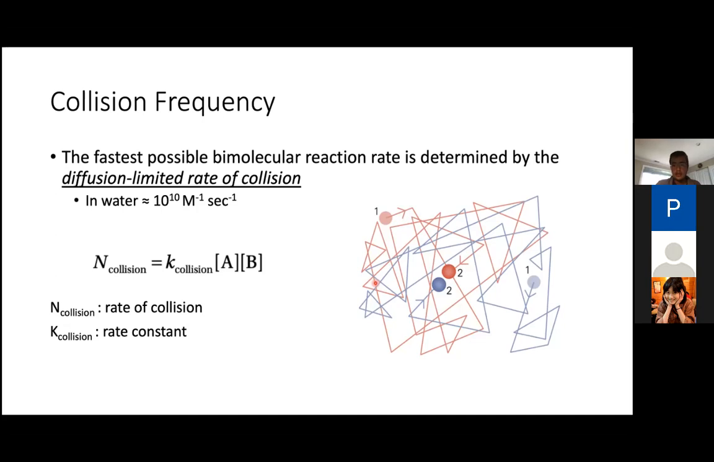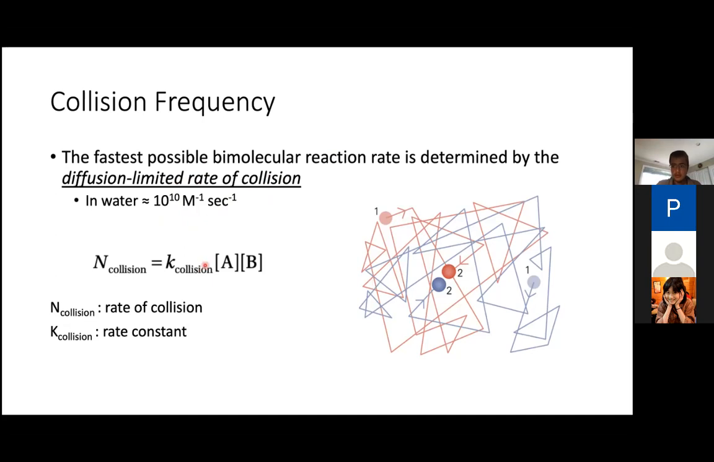But you can imagine that this is not actually happening in a cell because a cell is very crowded. There's a lot of other things going on. So in reality, reactions are happening much slower than this maximum possible rate, which is limited only by diffusion. But ideally, in water, this diffusion limited rate of collision is 10 to the 10 per molar per second.